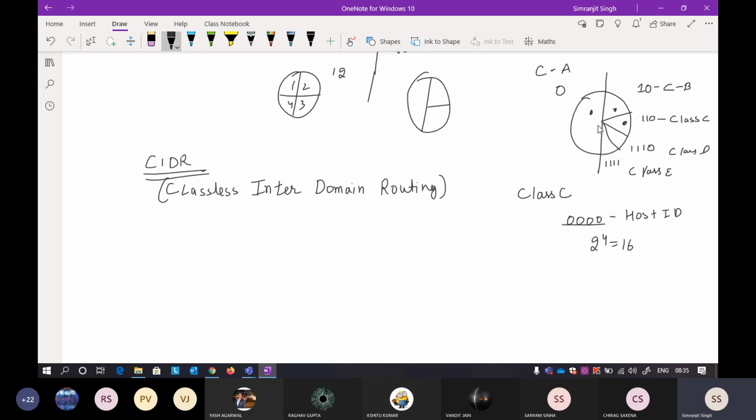So what to do if I just want a custom piece of IP addresses? Suppose this is the whole networking spectrum, and I only want like 300 IP addresses. I just go ahead and take out a piece of 300 IP addresses. I don't need to worry about any class, whether it is class A, class B, or class C. I just take a little piece out of it, and I do not worry about any class.